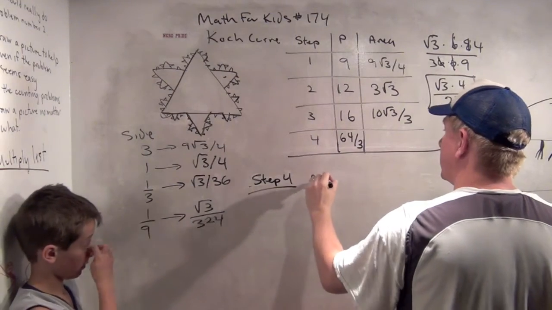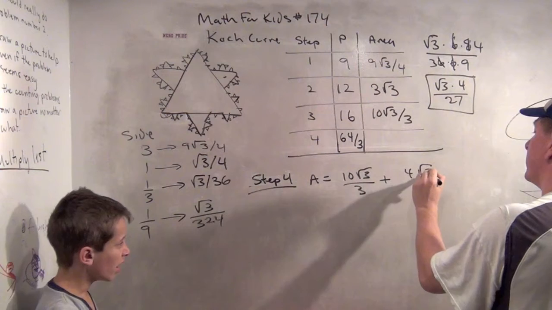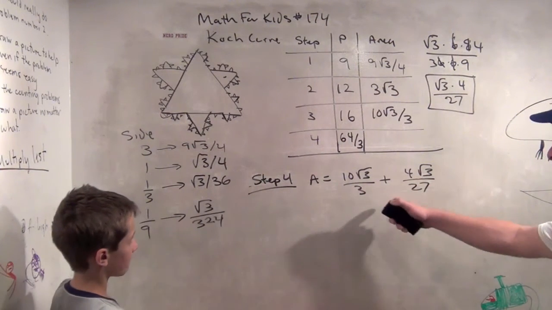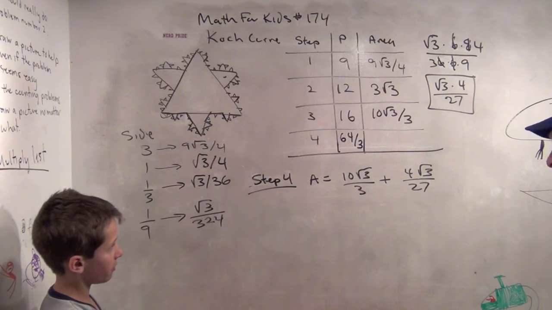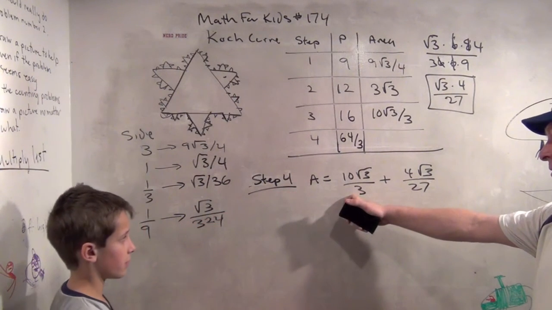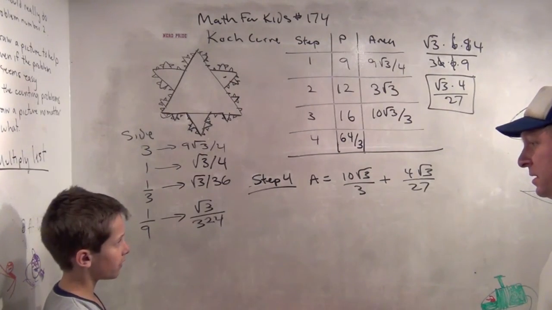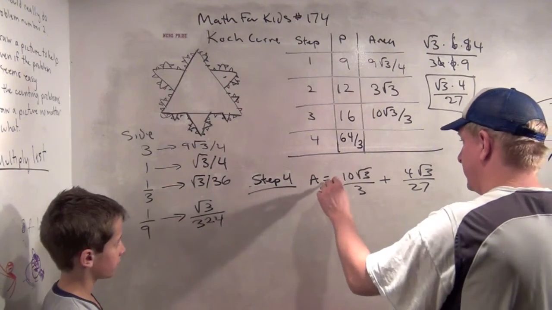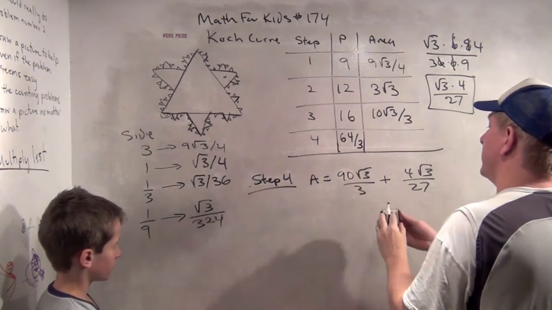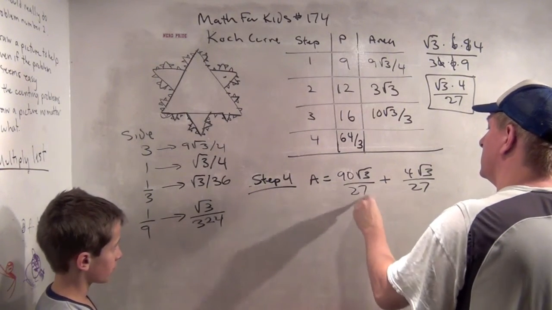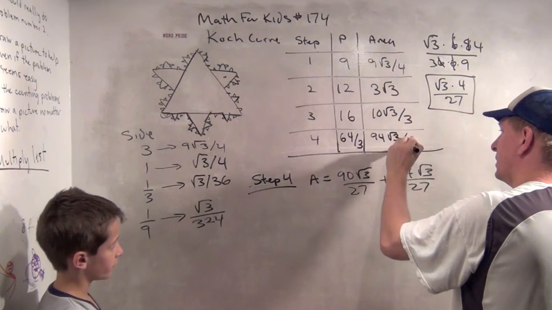I get the area is 10 times the square root of 3 over 3 plus 4 times the square root of 3 over 27. How am I going to combine these two complicated numbers? Well, we've got to get a common denominator. We can multiply this one, 10 times the square root of 3 over 3, by 9 over 9. So this is 90 times the square root of 3 over 27. Which is 94 times the square root of 3 over 27.